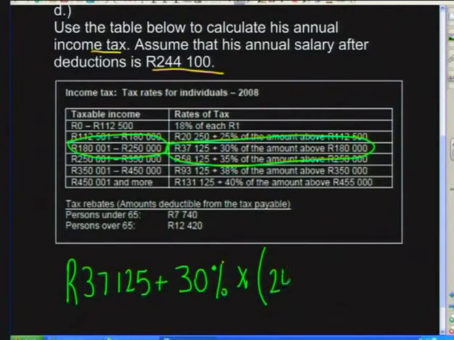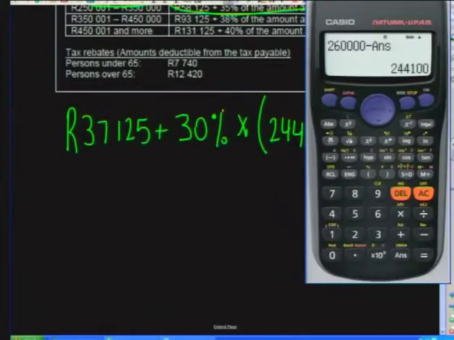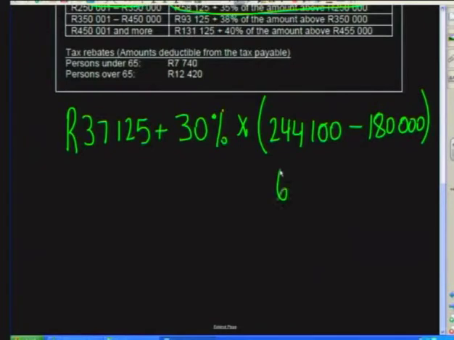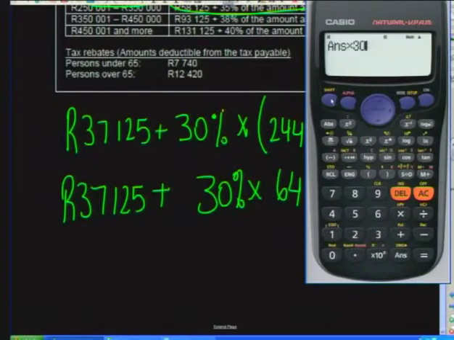So he earns 244,100 minus 180,000. So that is 30% of that. So we are going to do that on the calculator. I'm going to first do 244,100 minus the 180,000. And that's 64,100. He's paying 30% of that plus this original amount, 37,125. So let's work out our 30% on that. So times that by 30%, and it's 19,230.